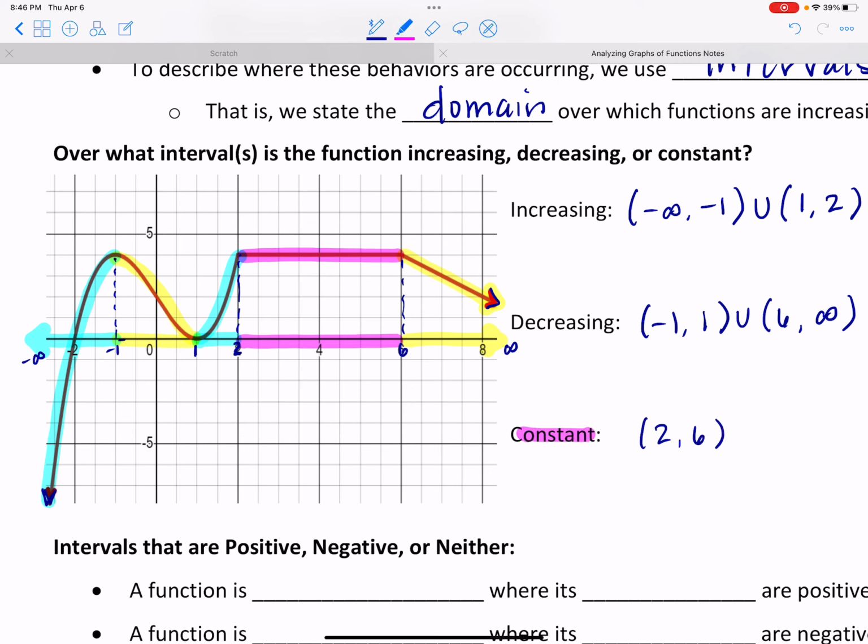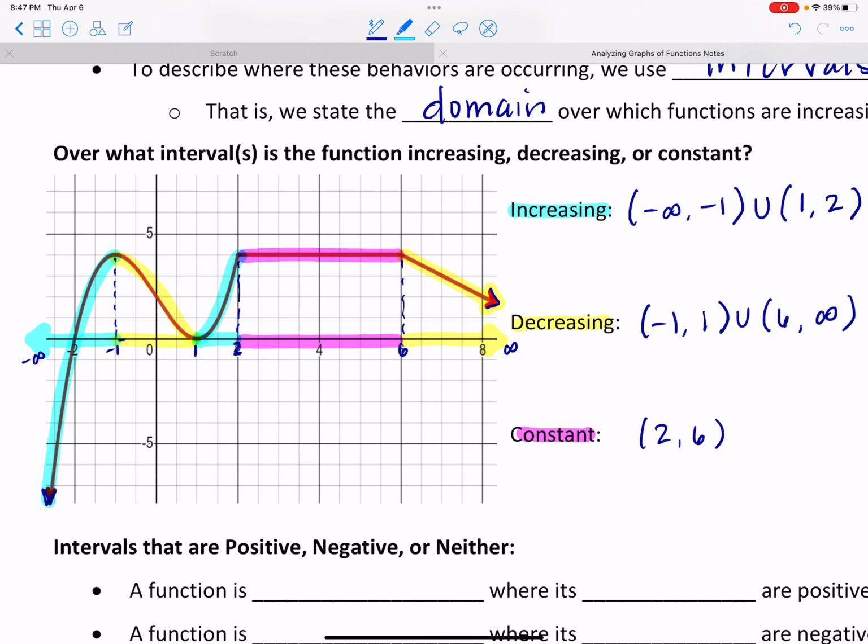So constant, decreasing, and increasing. Okay, so again, not a tough concept. Just read it left to right. It's going up, it's going down, or it's flat, so it's increasing or decreasing or constant. When you're just stating where those behaviors are occurring, it is the domain over where these things are occurring. But again, all of this behavior is as x increases.